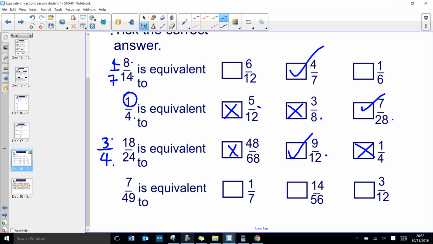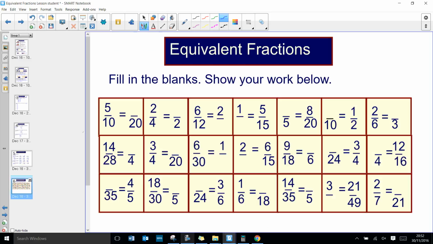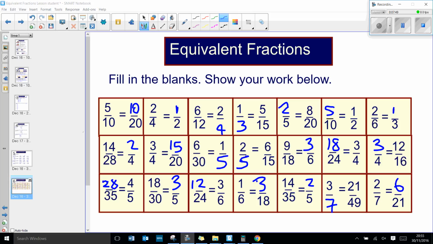And 7 over 49, I know that 7 goes into both 7 and 49, so I can reduce this to 1/7, and there we go, we have our answer. Again, you may like to pause the video here if you're trying this at home, and see if you can fill in these blanks, and I will do so, and you can check them afterwards. Okay, and there are the solutions to those. So you can check those, make sure you've done them all right.